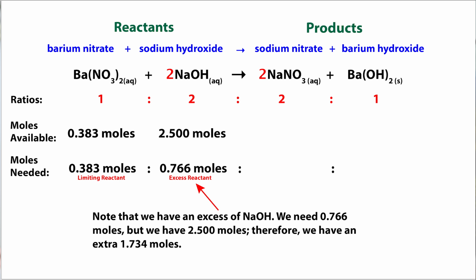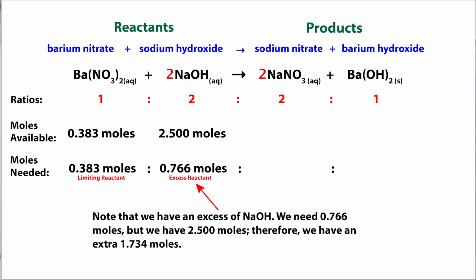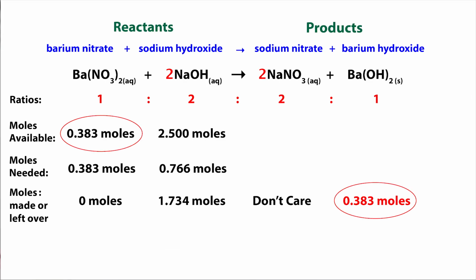And then we have an excess amount of the sodium hydroxide. There's leftover amounts, way more than what we need. So if you see there, we're going to need only 0.766 moles of the sodium hydroxide. So we have an excess of the sodium hydroxide, and we're going to have quite a bit left over. Now look at the ratio of the barium nitrate and the barium hydroxide. It's a 1-to-1 ratio. So if we start with 0.383 moles of barium nitrate, we're going to end up with 0.383 moles of barium hydroxide.